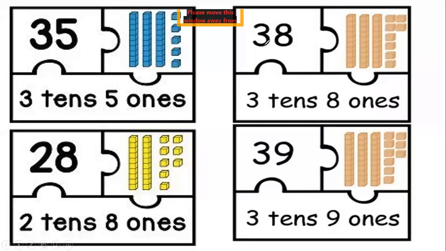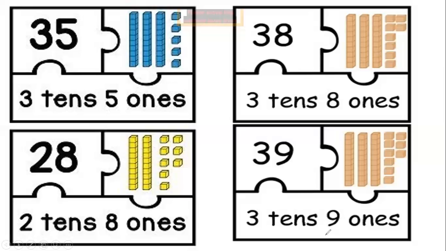So the same way we have 38. We have 3 blocks of 10, that is 3 groups of 10 and 8 groups of 1. So that is 38. So 3 tens and 8 ones becomes the number 38.